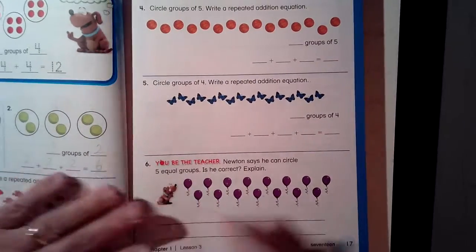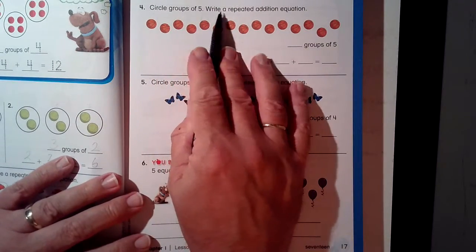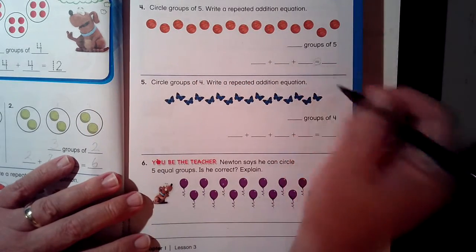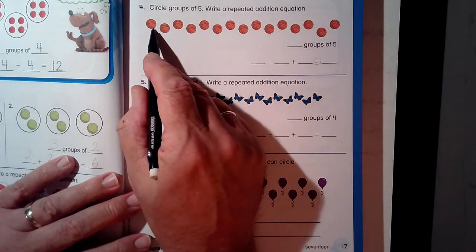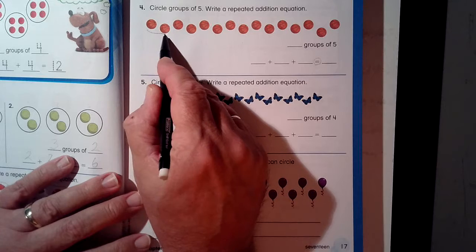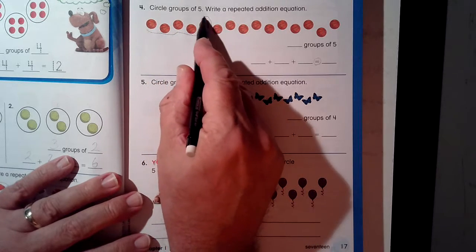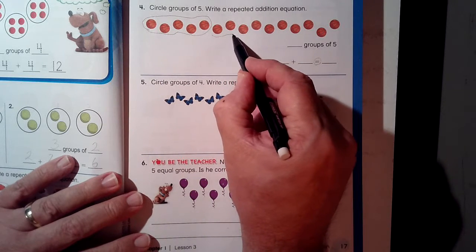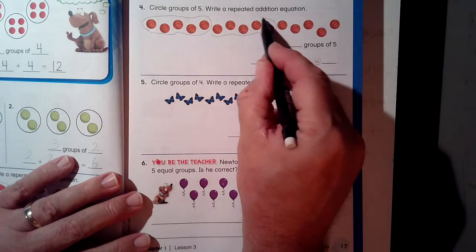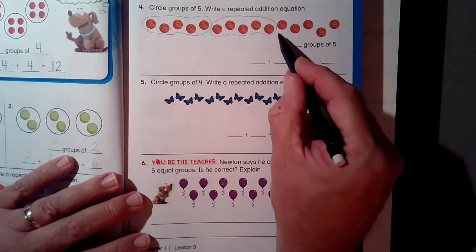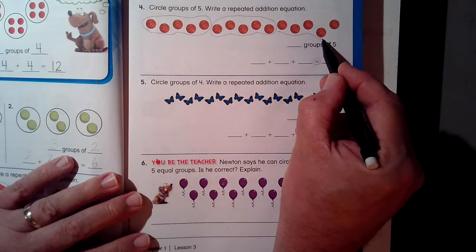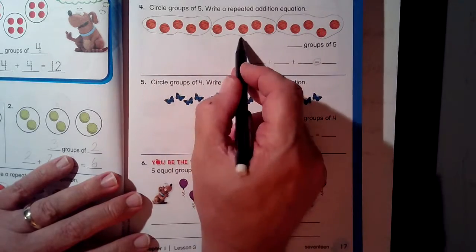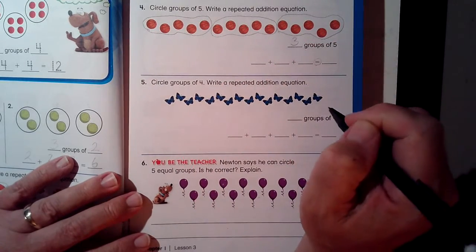All right. Now circle groups of 5, write a repeated addition equation. An equation, remember, means that we have our equal sign there. So circle groups of 5. 1, 2, 3, 4, 5. That's one group of 5. 1, 2, 3, 4, 5. That's a second group of 5. 1, 2, 3, 4, 5. And that's a third group of 5. So 1, 2, 3 groups of 5.